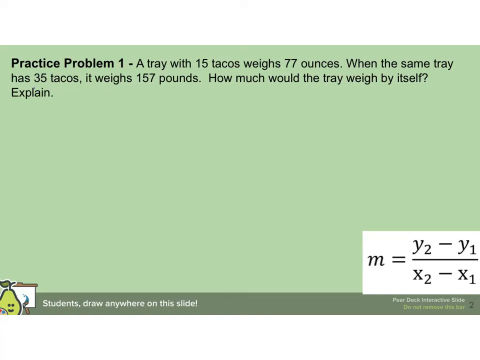All right, so today we're jumping back into our slope problems, but they're word problems today. So we don't have any pictures, so we're actually not using rise over run. We're going to go back to using our slope formula. So let's go ahead and read and annotate.